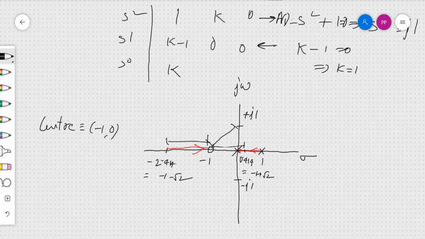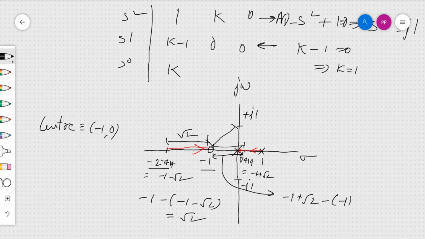So from minus 1 to minus 2.414, naturally this length is root 2, because minus 1 minus of minus 1 minus root 2, this length is root 2. So again from here to here we see that the length is minus 1 plus root 2 minus of minus 1, minus of minus 1. So this is again equal to root 2. So this length is also root 2.